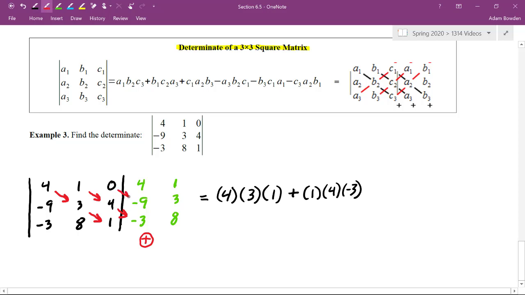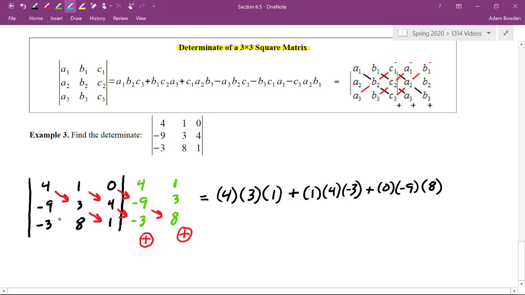And then I multiply down this diagonally. Here, the 0 times -9 times 8. And I add that number to here. Plus 0 times -9 times 8. Okay. Now that takes care of the first 3 diagonal multiplications we have to do.